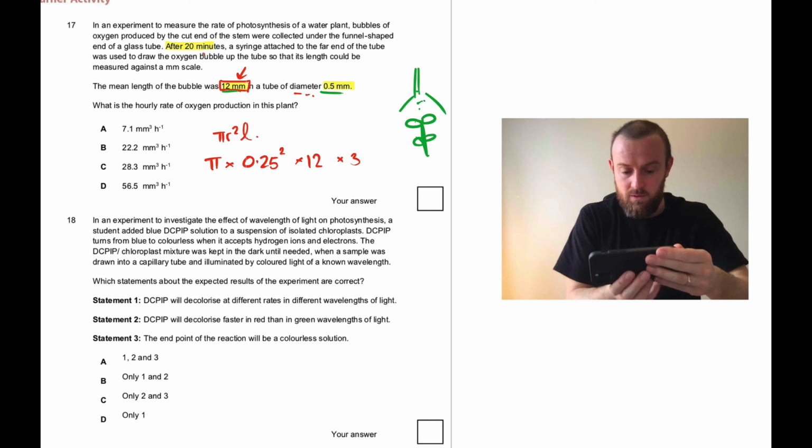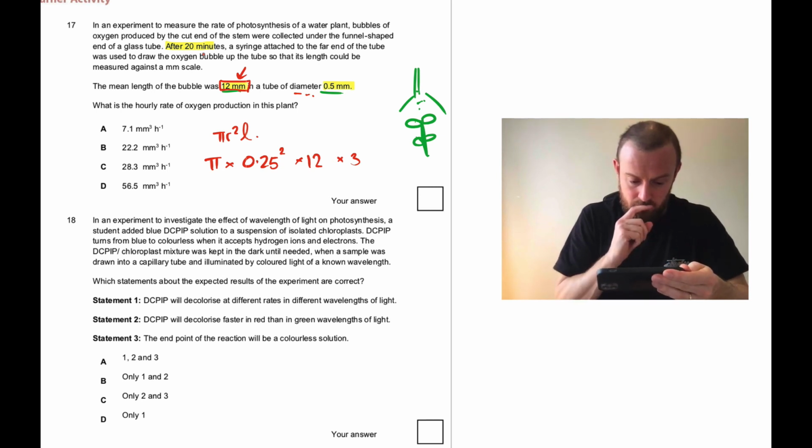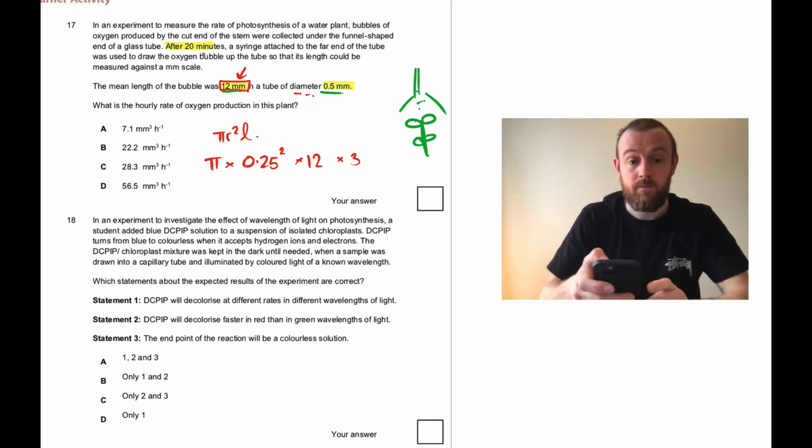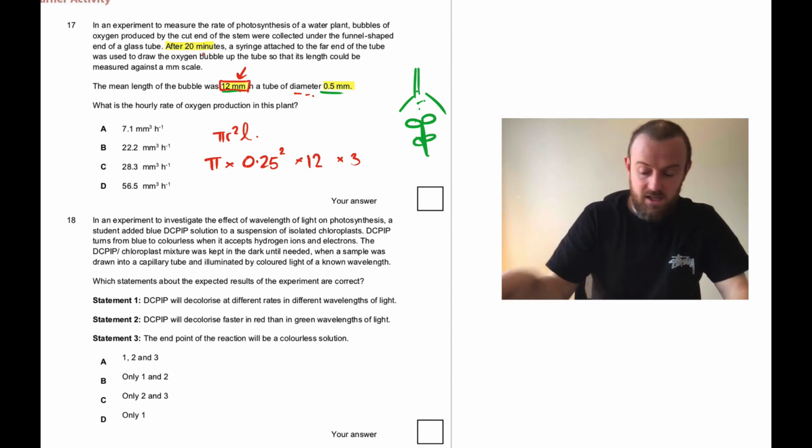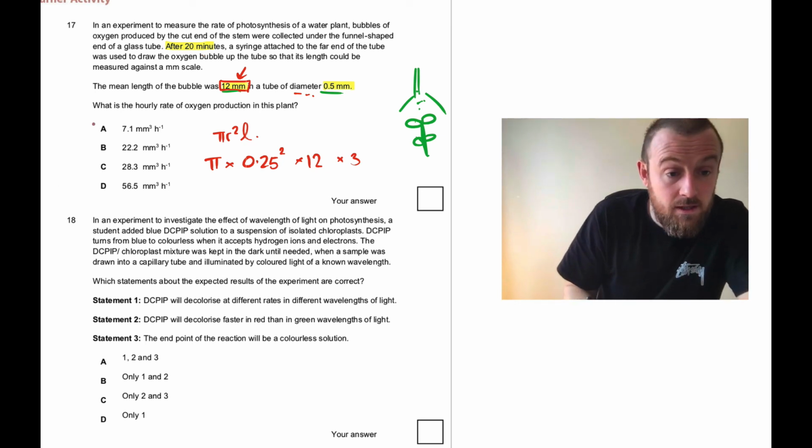Turn my phone sideways to get pi. Where's pi now? Pi times 0.25 equals, times 0.25 equals, times 12 equals, times 3 equals 7.06. So the answer is A, 7.1.